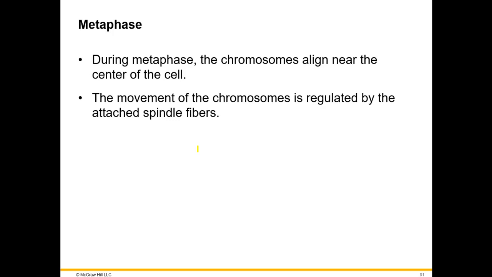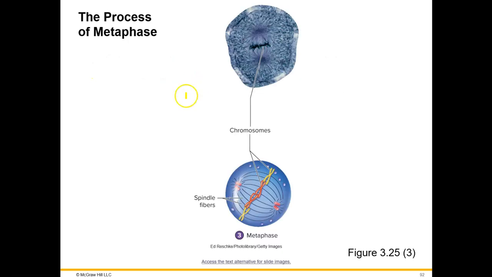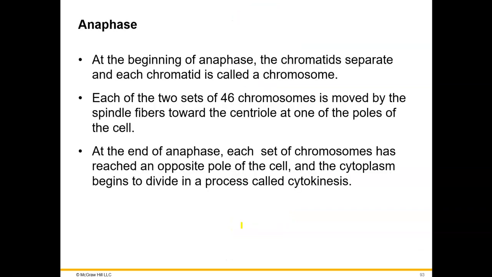And then during metaphase, the chromosomes will line up in the middle of the center of the cell at the metaphase plate. And it is the spindle fibers that will kind of move them toward the center of the cell and line them up. So now you can see in metaphase the spindle fibers attached to the chromosomes at their centromeres. And all of those chromosomes are lined up in the middle of the cell.